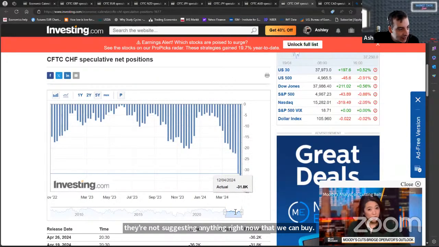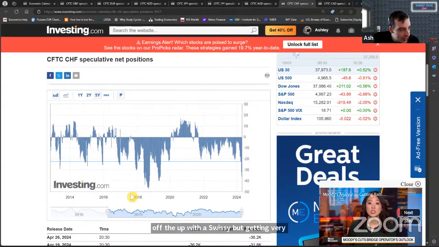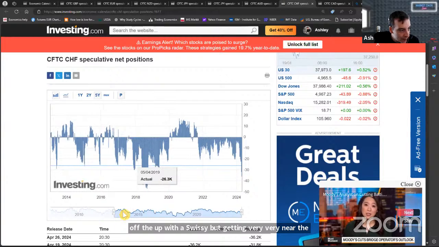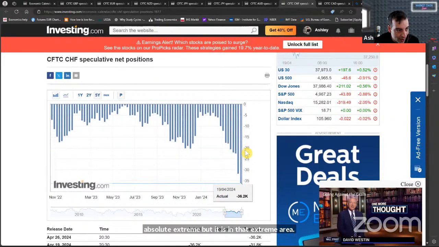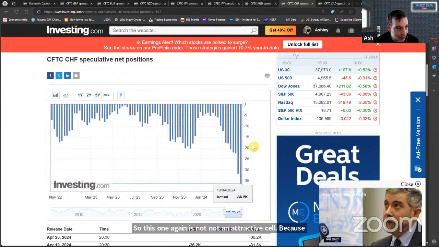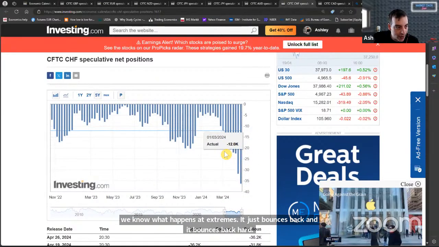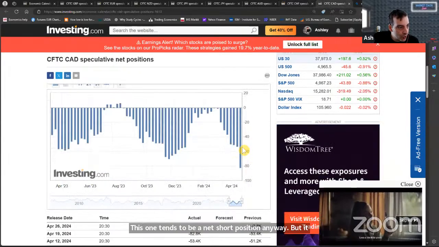Again, selling with the Swissy, but getting very, very near the absolute extreme, but it is in that extreme area. So this one again is not an attractive sell, because we know what happens at extremes. It just bounces back, and it bounces back hard. This one tends to be a net short position anyway, but it is very, very low down here. So Swiss is not great.